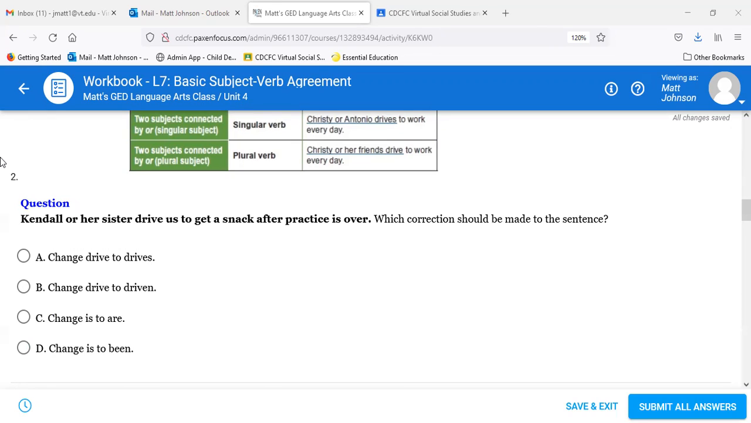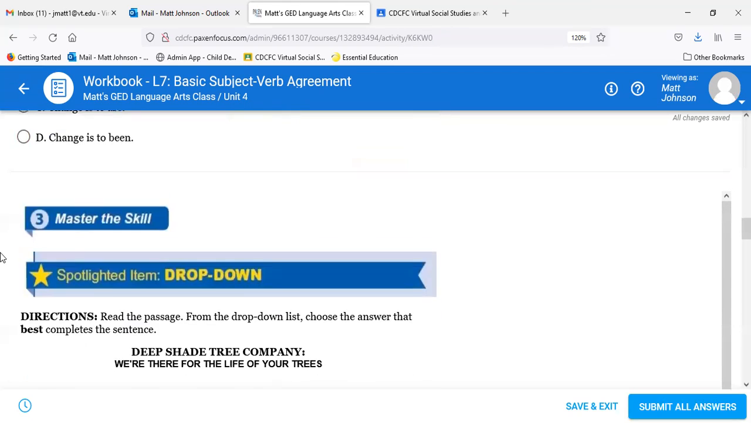Her sister drives. A. Yeah, A, right? So we have a singular subject, Kendall or her sister. On either side of that or we have singular, but most importantly, her sister. That's what we want to look at, her sister being singular. So we're going to change that to the singular form of the verb, drives. Kendall or her sister drives us to get a snack after practice is over. So A there.